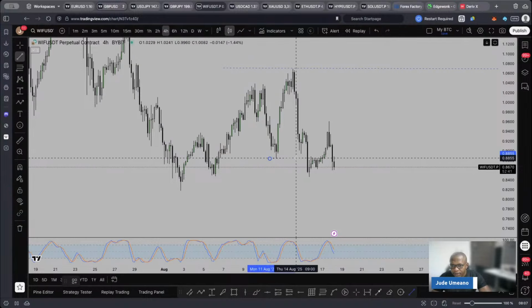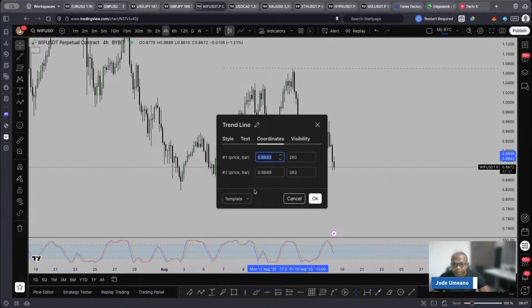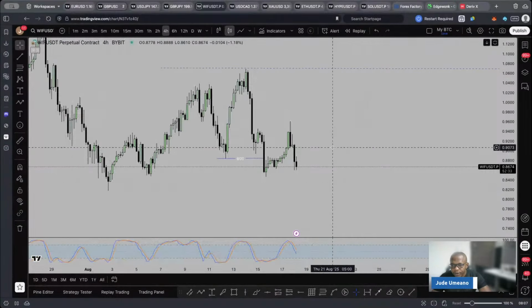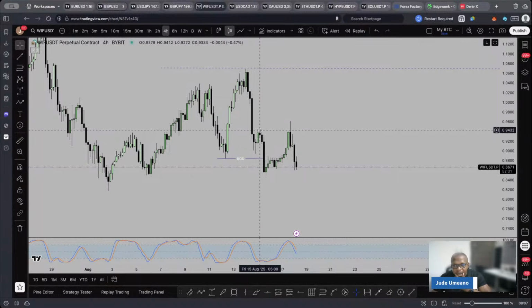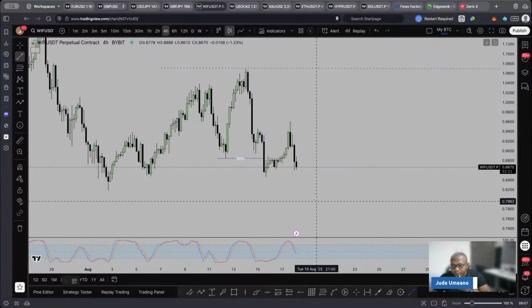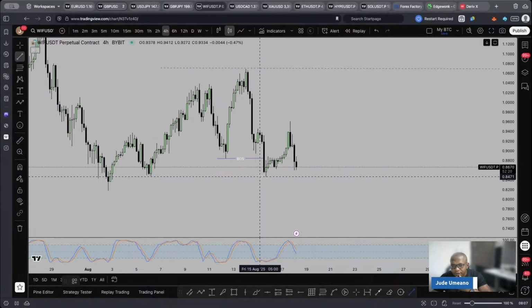Here, which means that we should be bearish for WIF. The broad structure shoots past this demand zone, but it had a liquidity sweep this way. So I'm expecting WIF to do another because we have equal liquidity here.